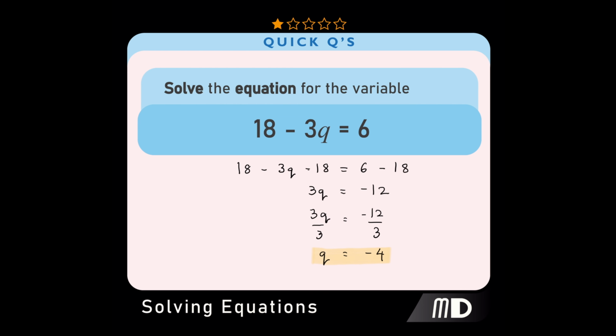Handling negative numbers with confidence when solving equations is essential. Here, we first need to subtract 18 from each side, which gives us a negative 12 term on the right side, before dividing by 3 to get an answer which is still a negative number.